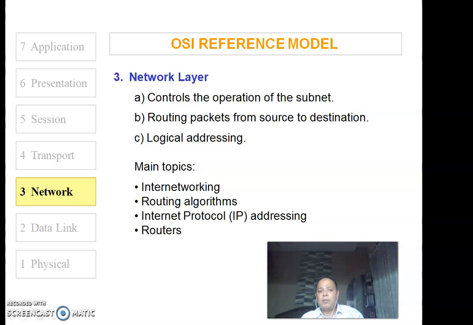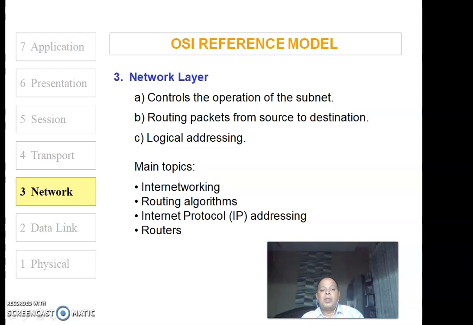But this routing is basically done at the network layer. Another function at the network layer is the logical addressing. We have seen the logical addressing and physical addressing. So the logical addressing part is taken care of at the network layer. So the concepts or the issues which are important at the network layer are how the internetworking is being done in a complex network.